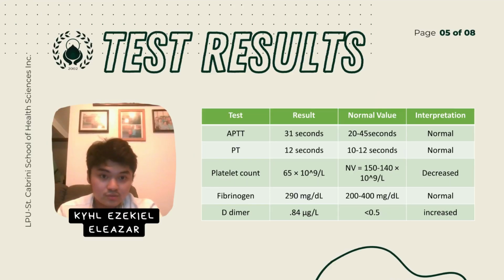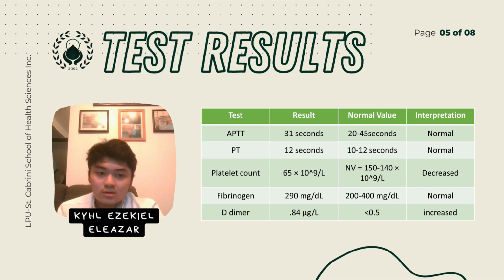For the test results, the test for APTT resulted in 31 seconds, within the normal value of 20 to 45 seconds, being the interpretation normal. For PT, 12 seconds, within the normal range again of 10 to 12 seconds, with the interpretation of normal. The platelet count wasn't in the range of 150 to 400 times 10 raised to 9 per liter, so it's decreased. Fibrinogen is within the normal value of 200 to 400 mg/dL. Again, normal. But for D-dimer, it was greater than 0.5, so the interpretation is increased.